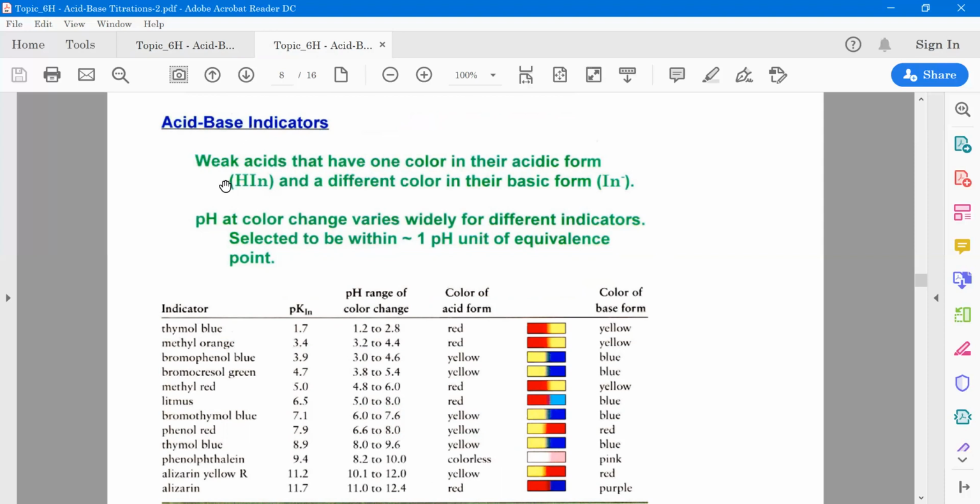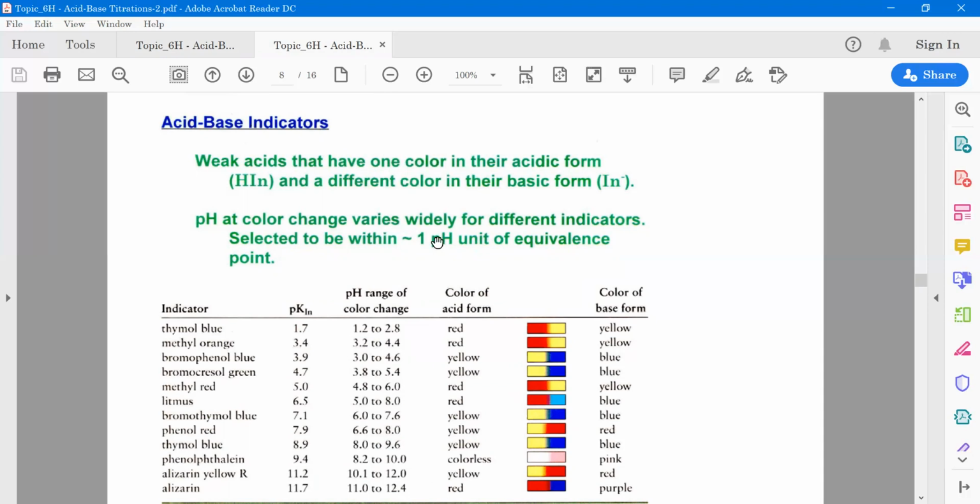Acid-base indicators are basically weak acids themselves that have one color in their acidic form and a different color in their basic form. That's the only difference. And so when the pH changes by a sufficient amount, that amount depends on what the indicator is, the color of the indicator will change. And we can use this as an indicator that something has occurred to cause that pH change.